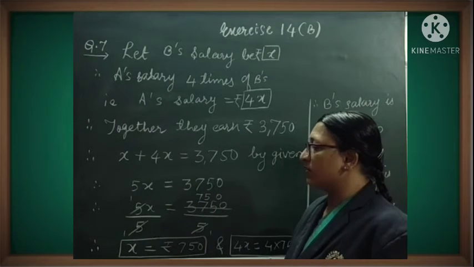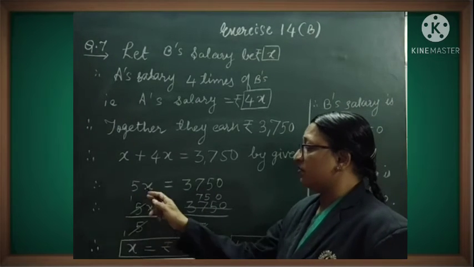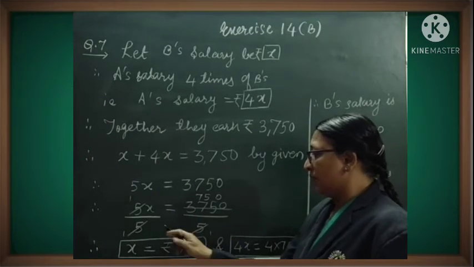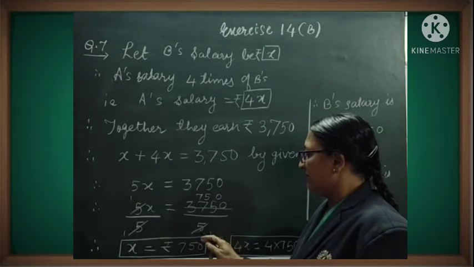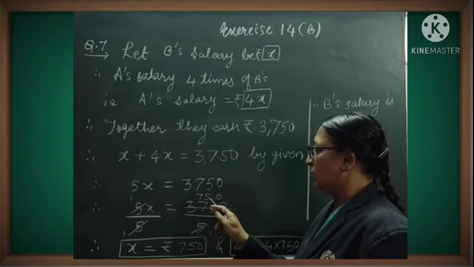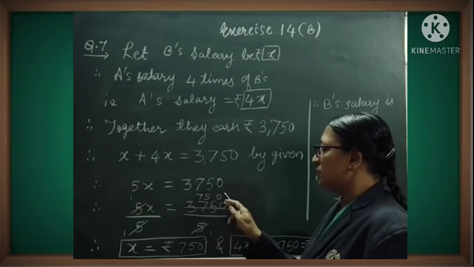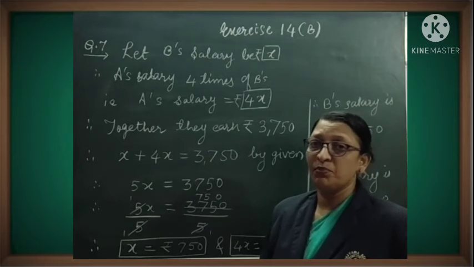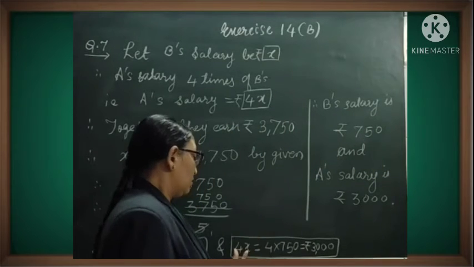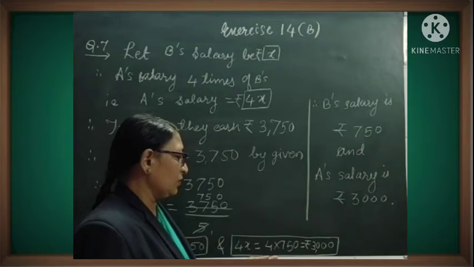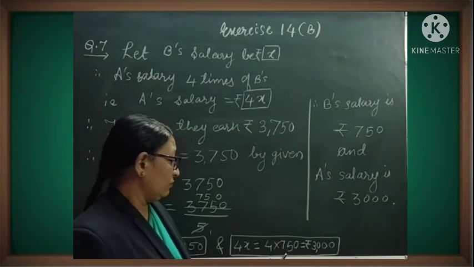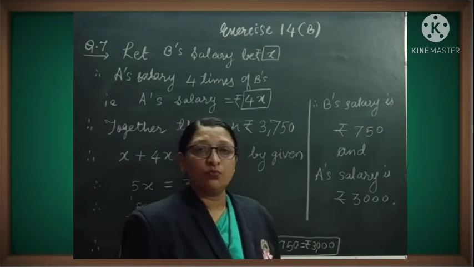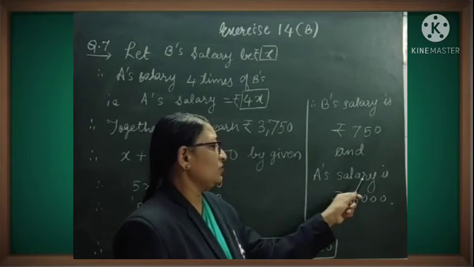In order to calculate x, we need to divide 5x by 5. Since this is an equation, on the right hand side also we will divide by 5. So 5 ones are 5 and here 5 ones are 5, 5 sevens are 35. Carry on 2, 5 5s are 25 and 0 as it is. So value of x is rupees 750, which is salary of B, and salary of A is 4x, that is 4 into 750 equal to rupees 3,000. So final statement we write here, B's salary is rupees 750 and A's salary is rupees 3,000.